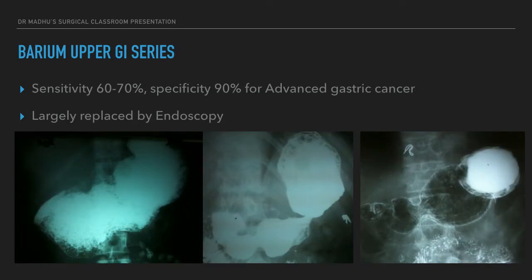scan. Barium upper GI series, so-called barium meal series, is largely replaced by endoscopy nowadays because it has a low sensitivity for diagnosis of early gastric cancer. Even in an advanced gastric cancer, it has a sensitivity of 60 to 70% and a specificity of 90%. However, it is used only for diagnosis. Its role in staging the malignant lesion is very minimal. It can be used to diagnose complications like a gastric outlet obstruction that you can see on the image on the left side of the slide.